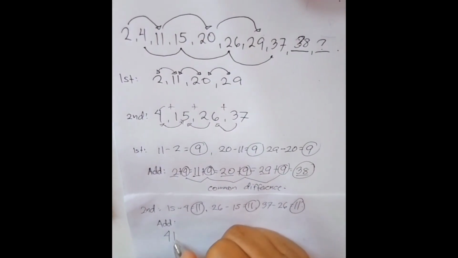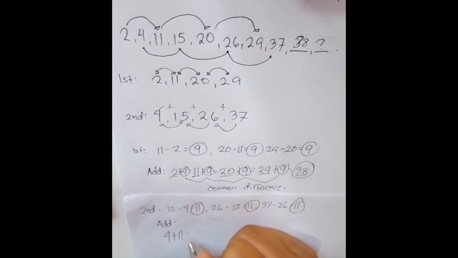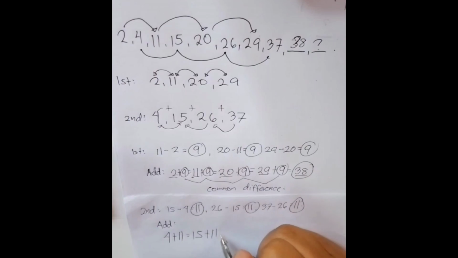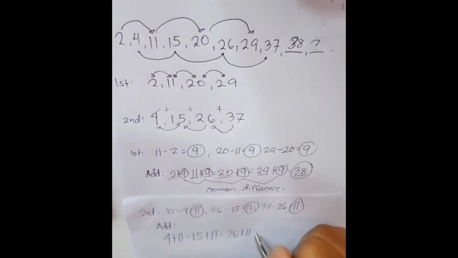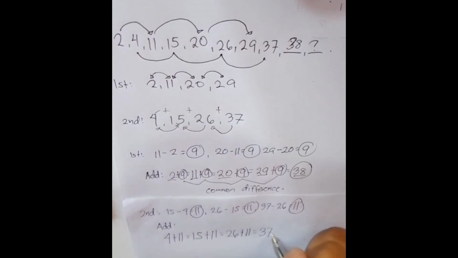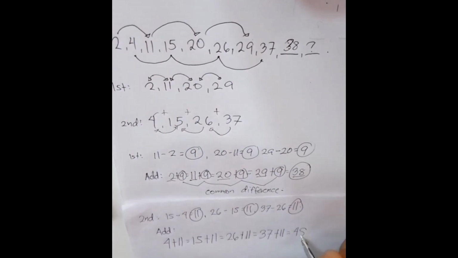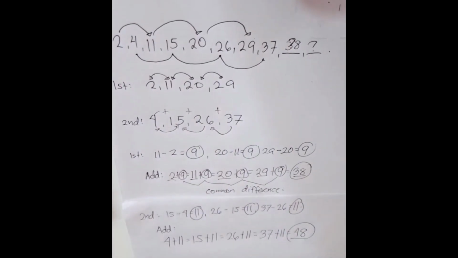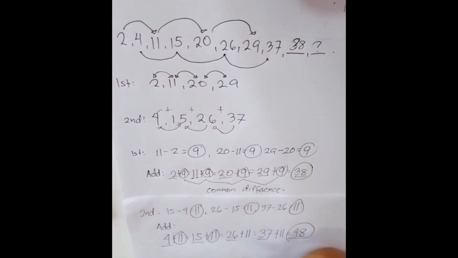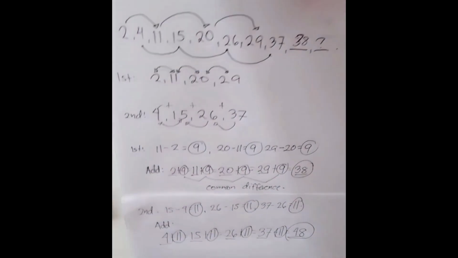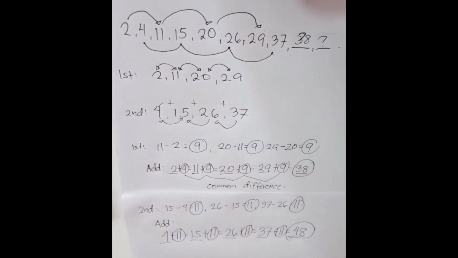So here, 4 plus 11 equals 15. Plus 11 is equal to 26. Plus 11 is equal to 37. Plus 11 is equal to 48. So 48 is the next missing series number. So here in the second group, 11 is the common difference.